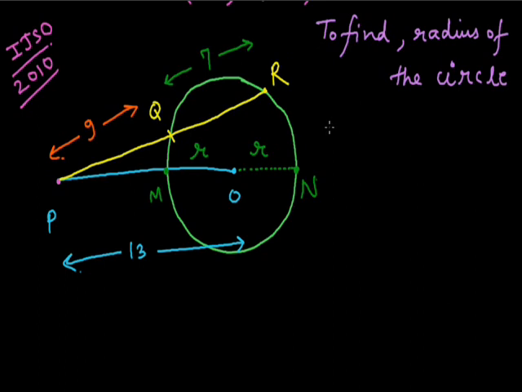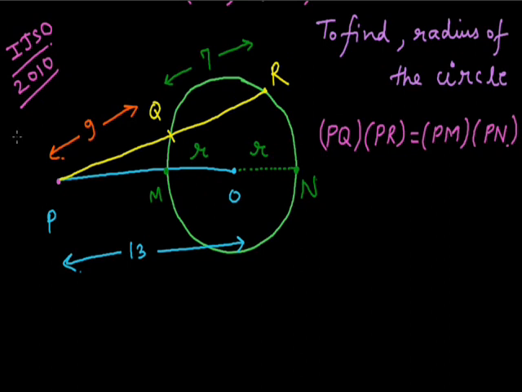So what is the property that will hold over here? The property will be PQ into PR equals to PM into PN. What is PQ over here? PQ is given 9. What is PR? PR is going to be 9 plus 7. What will be PM? Now PM can be obtained by subtracting R from 13. PM is actually OP minus OM. OP is 13 and OM is R. So what is PM? It is 13 minus R.